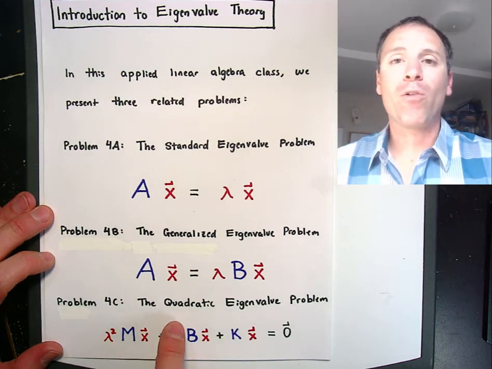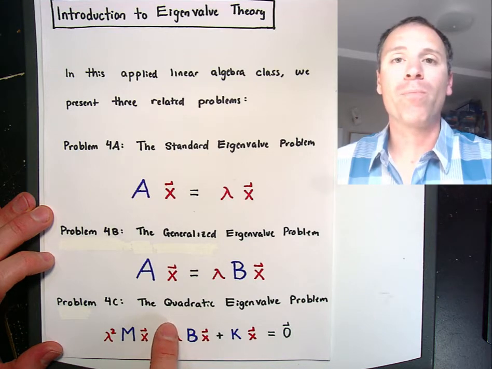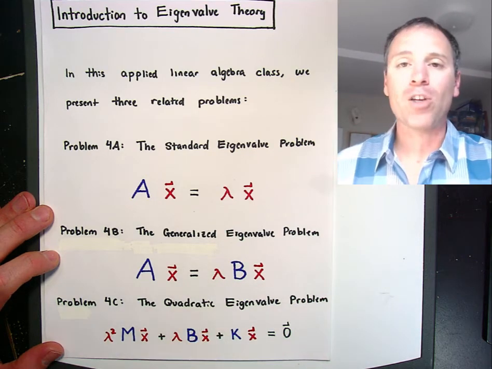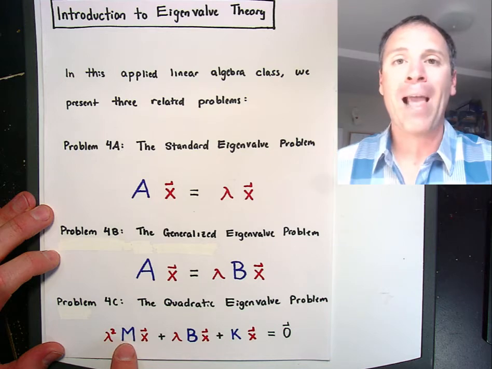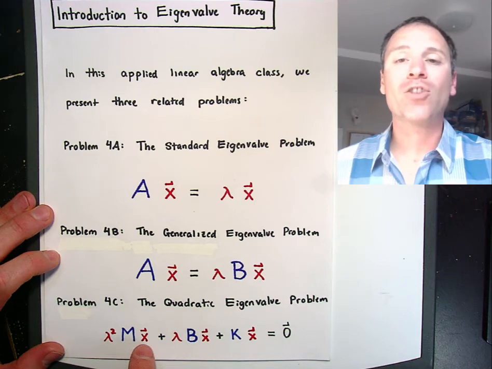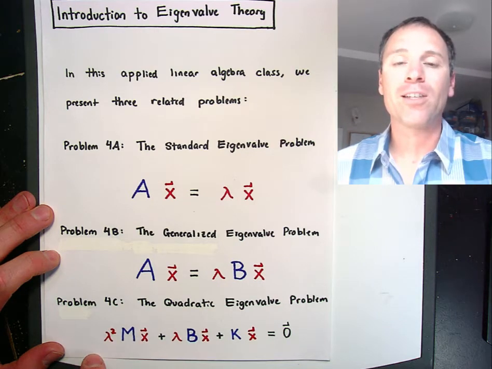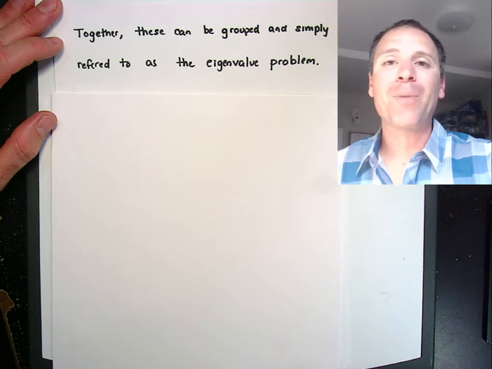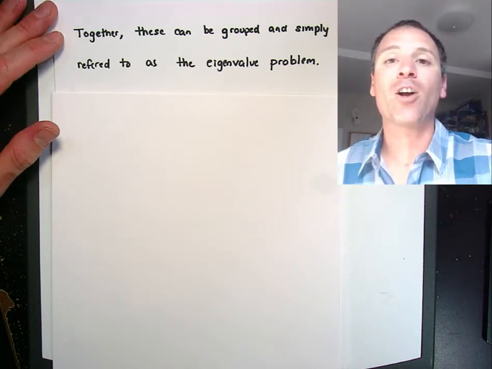The third type of problem that we'll focus on in eigenvalue theory is something called a quadratic eigenvalue problem. This is usually left for more advanced explorations in linear algebra. For quadratic eigenvalue problems, we have three matrices. Perhaps we call them M, B, and K, all square n by n, arising in some modeling context. And then we want to find vectors x and scalars lambda such that lambda squared Mx plus lambda Bx plus Kx equals 0. We can group those three types of problems together and simply refer to the entire category as eigenvalue problems.